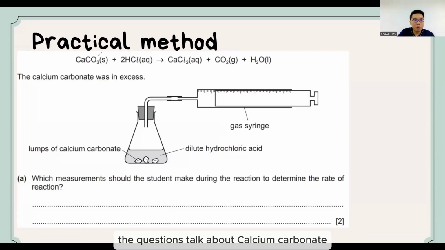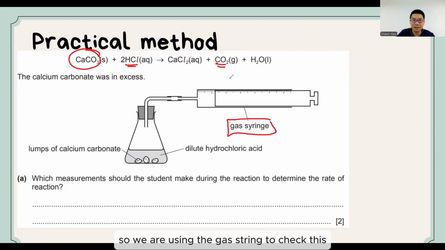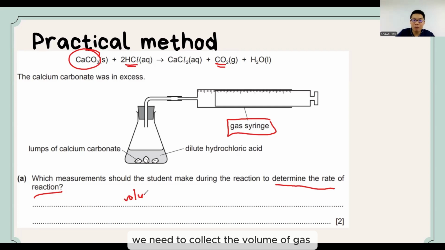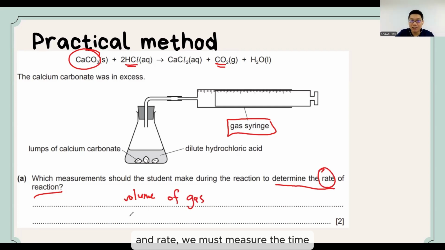The question talks about calcium carbonate reacting with acids. It releases carbon dioxide. So we are using the gas syringe to check this. Which measurement should we take to determine the rate of reaction? We need to collect the volume of gas, and we must measure the time. Then we can measure the rate of reaction.